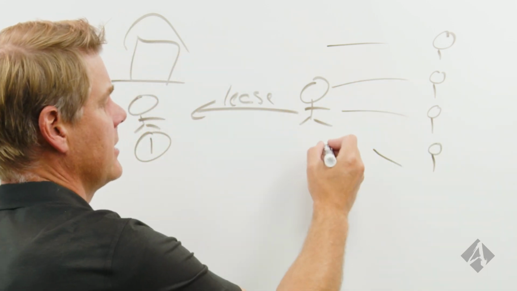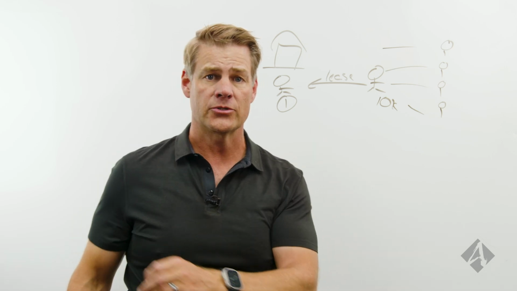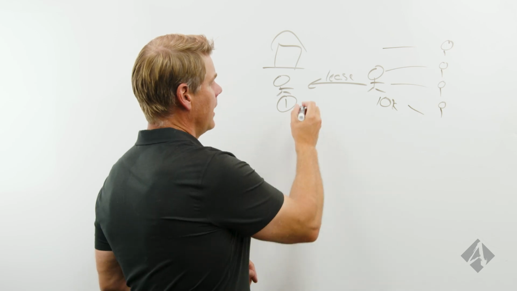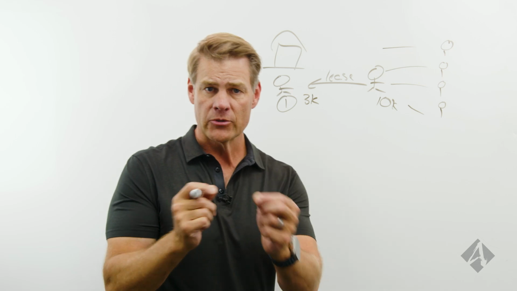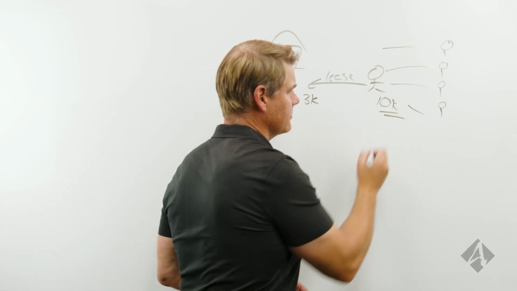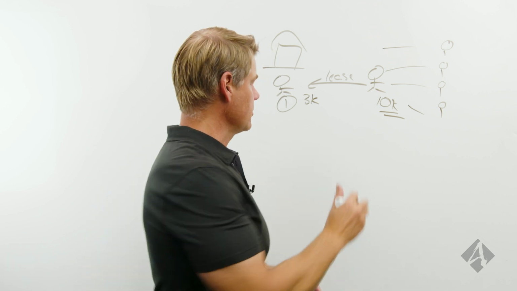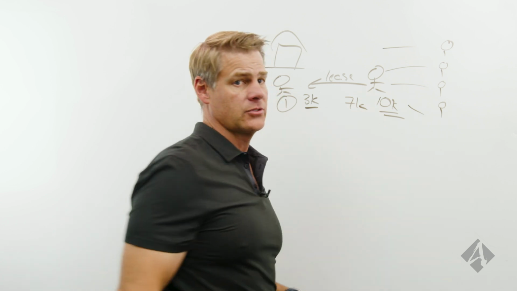Let's say I bring in this month $10,000 from my 4 short-term rentals, but the lease agreement with party number one requires that I pay him $3,000 a month. So here's the arbitrage. You made $10,000 from the 4 individual short-term rentals. You paid out 3, so that leaves you a net profit of $7,000.